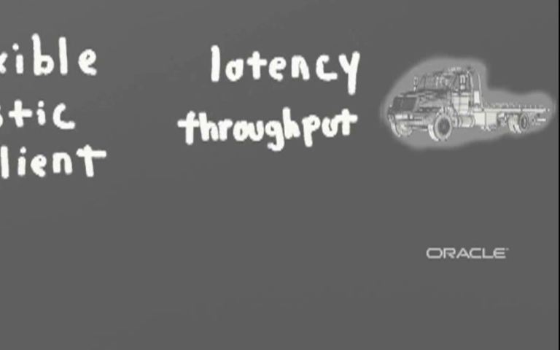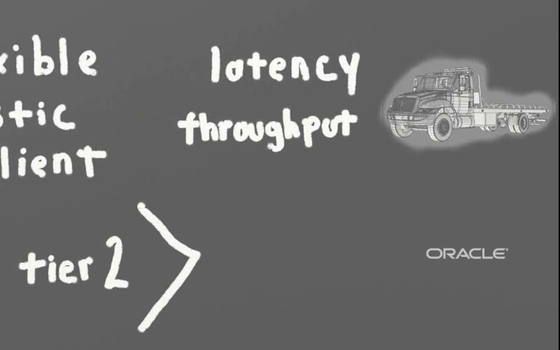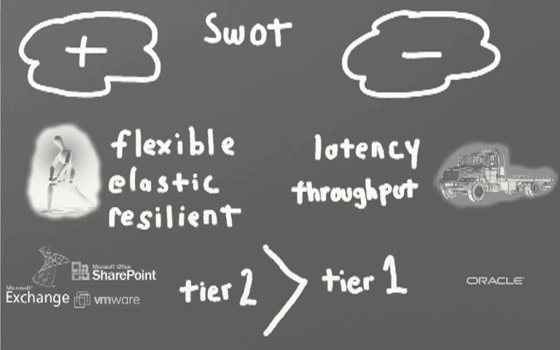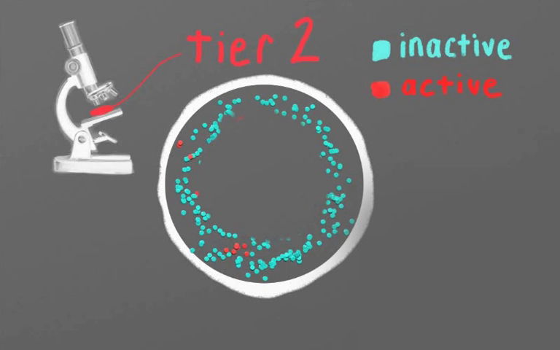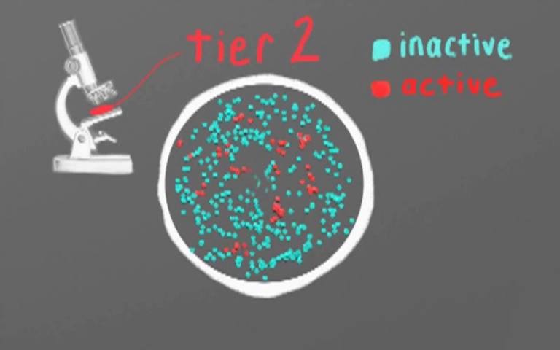But here's the thing. Most companies have a lot more Tier 2 data with moderate performance requirements than they have Tier 1 data with heavy-duty performance requirements. Still, the question is, can cloud storage get the job done? So let's take a look at Tier 2 data and its performance requirements. One of the first things you notice is that a large percentage of Tier 2 data is consuming capacity but isn't being used. In other words, it's inactive or cold.